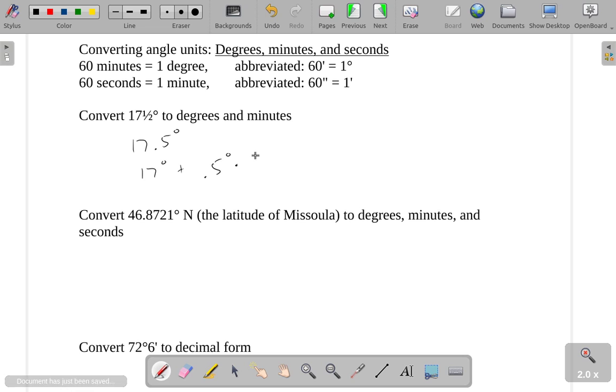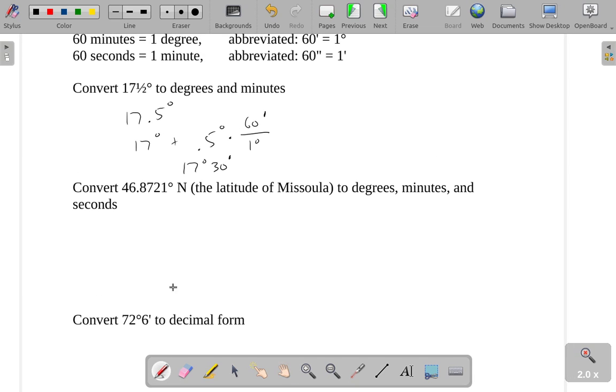And well, I know that one degree is equal to 60 minutes, except we usually don't write minutes like that. We usually write minutes like this when we're talking about angles. The degrees would cancel each other out, and you can see I just took the 0.5 times 60. 0.5 times 60 is 30. So 17.5 degrees is 17 degrees 30 minutes.